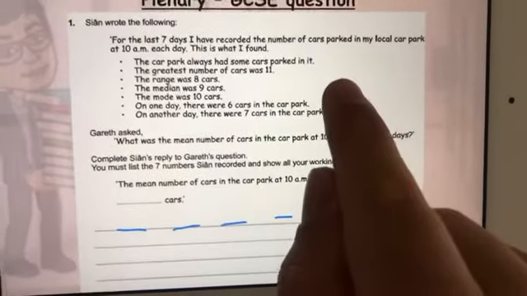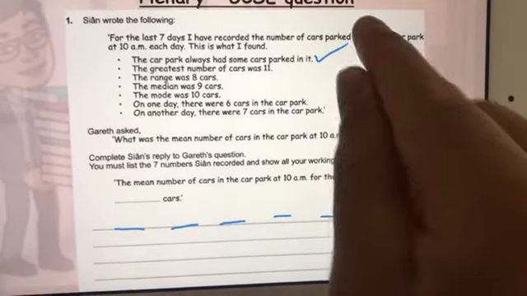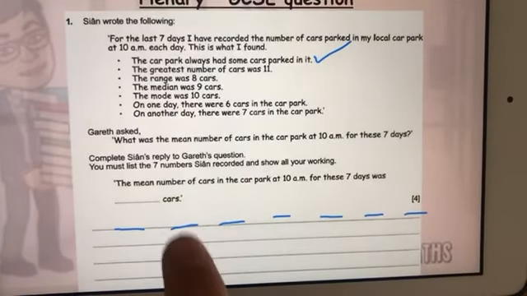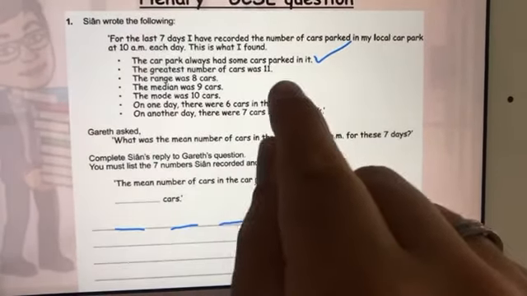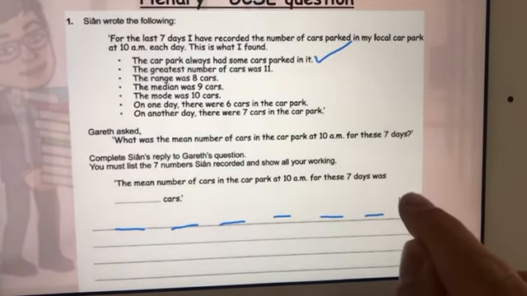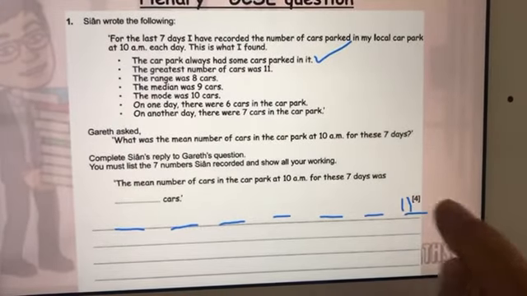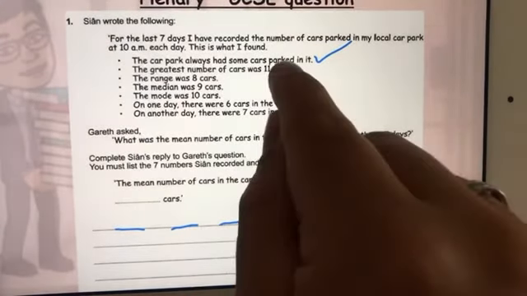let's go bullet point by bullet point. The car park always had some cars parked in it. Okay, that's not very useful, but I'm going to tick it off because I've used it. Next one, the greatest number of cars parked was 11. So on my far right hand side one, I'm going to write the number 11. Okay, next one, I'm going to tick that off.